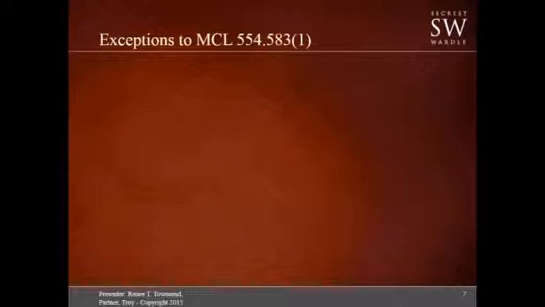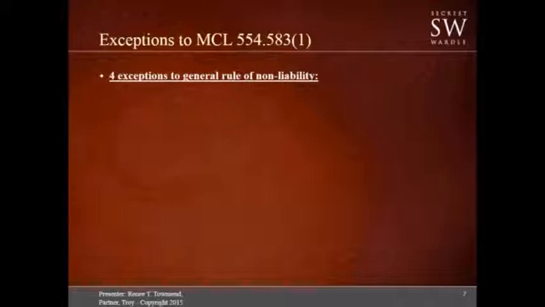But now that we've said that, we have to talk about the exceptions to the statute. As with most statutes, if you discuss the rule, you have to discuss the exceptions to the rule. MCL 554.583 sets forth 4 specific exceptions under which a possessor of land may be subject to liability for physical injury or death to a trespasser under the Trespass Liability Act.